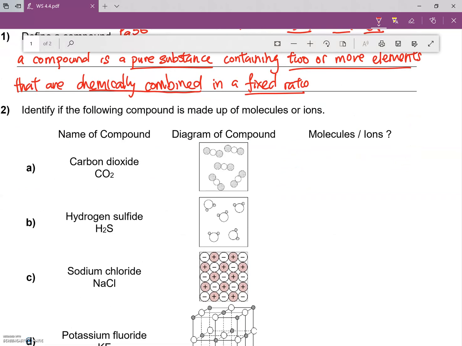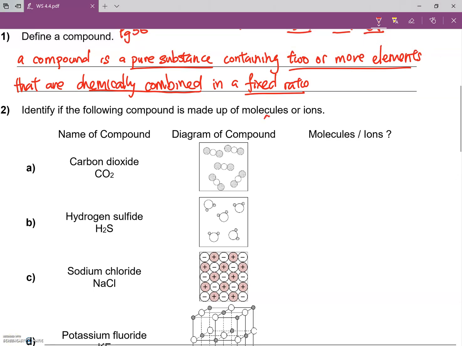Now let's go on to question two. Identify if the following compound is made of molecules or ions. Okay, so molecules and ions, how do I differentiate them? Do take note, molecules are a small group of atoms that are combined together. So, a small group of atoms clustered or combined together.